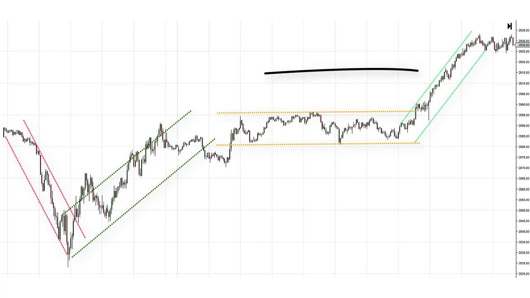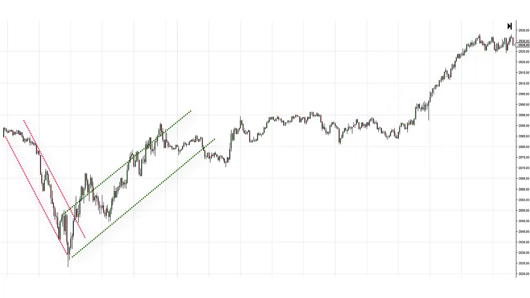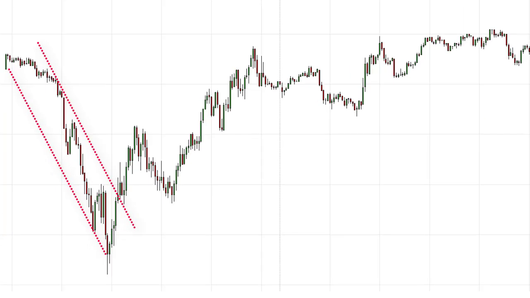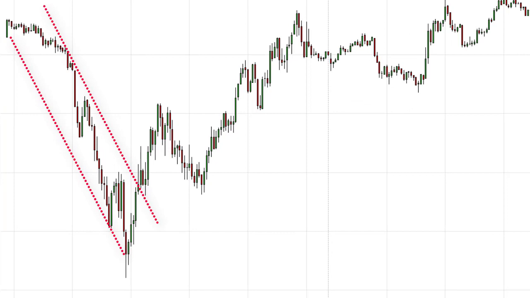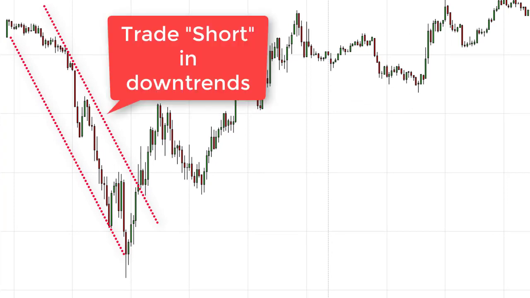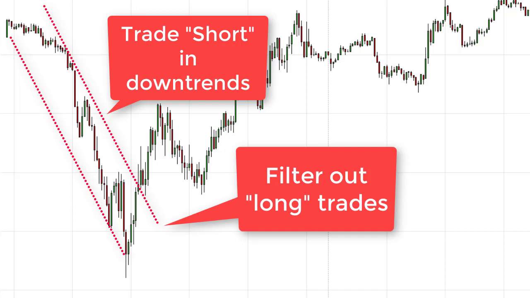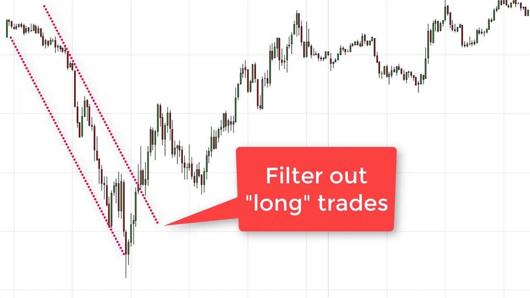So the first one here, the current trend, this trend started right here. Before that, the market was trending sideways, it was consolidating, and before that we had an uptrend, and before that uptrend we had a small downtrend. In the downtrends, it makes sense entering short positions, while long positions can be filtered out. We always want to trade with the trend and not against the trend.